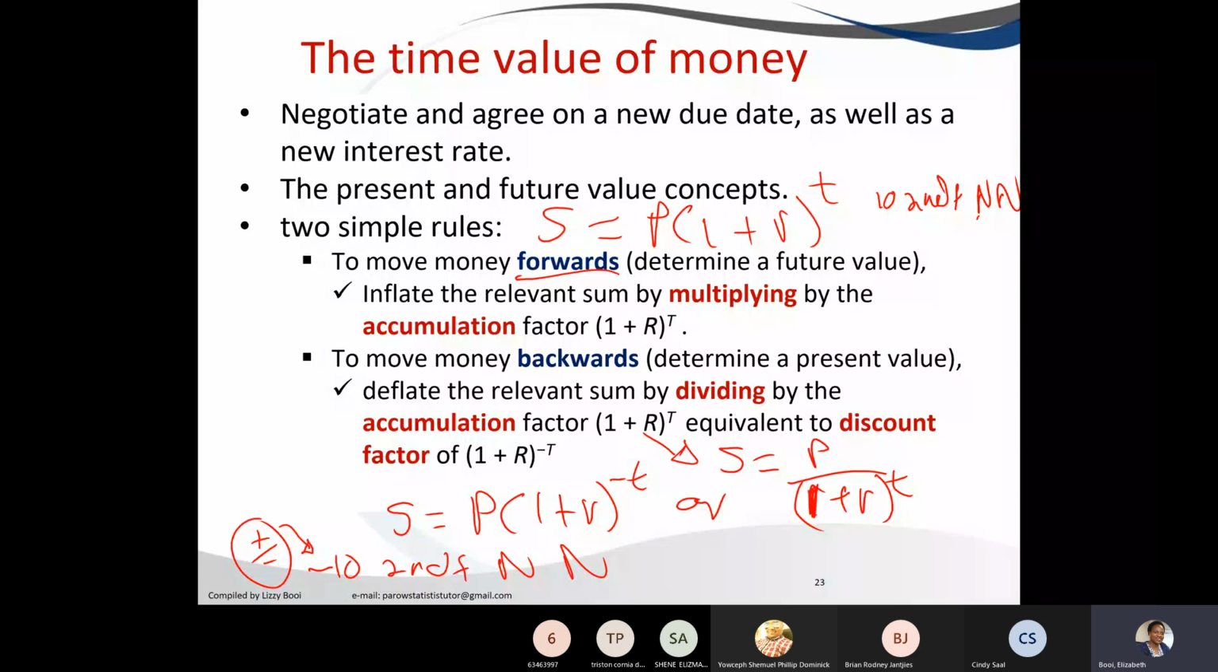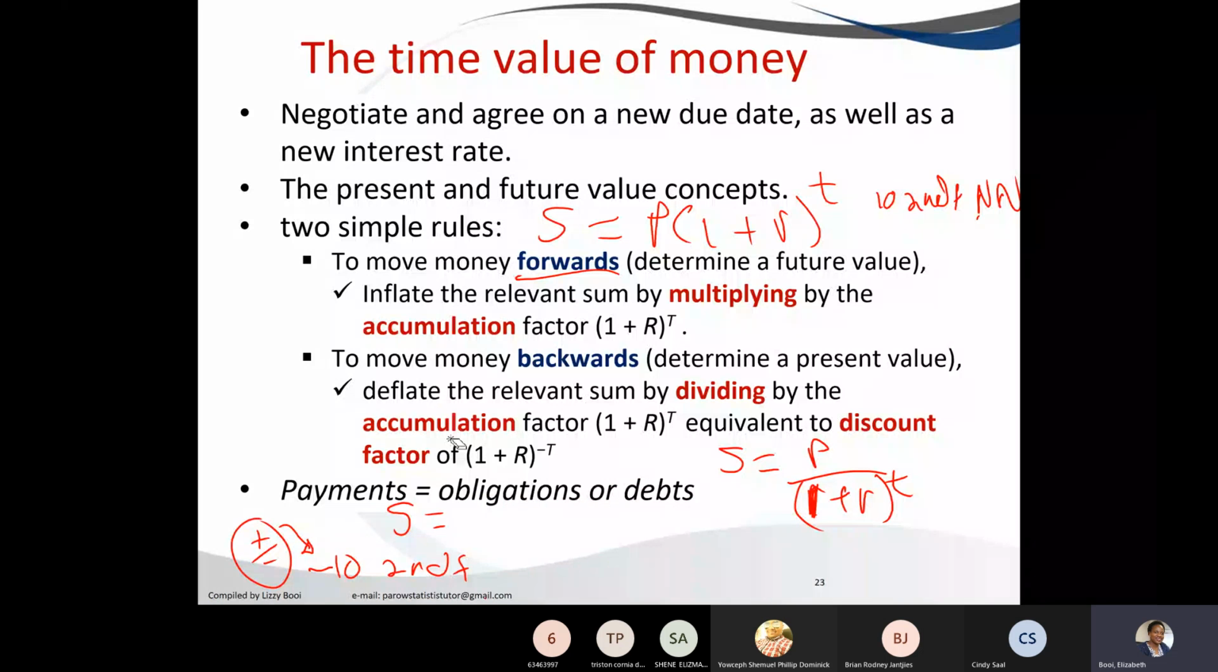Money forward, we use the same compounding periods interest formula that we have been using. Money backwards, we have to use the minus t at the top. Otherwise, everything stays as it was. So how do we do this? To calculate your money moving back and forth, the time value of your money, we always say payments are equal to obligations or debt. So it means the number of debts you have plus the payments you're making must balance out.